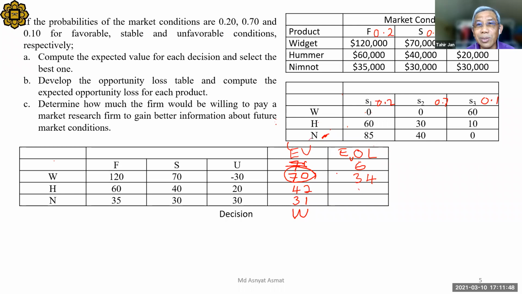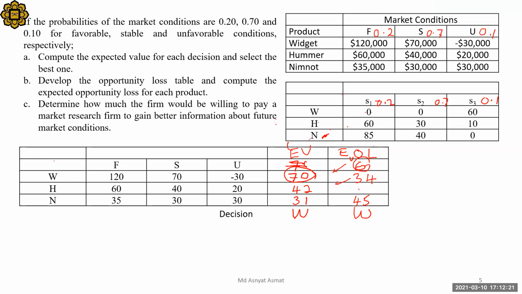Sorry, wrong. This one belongs to this row. The last one, 45. So comparing the EOL, which one do you choose? Widget. Yes, so we are going to produce widget. If we calculate the... okay, doesn't matter. You take note of this EOL, the number 6.